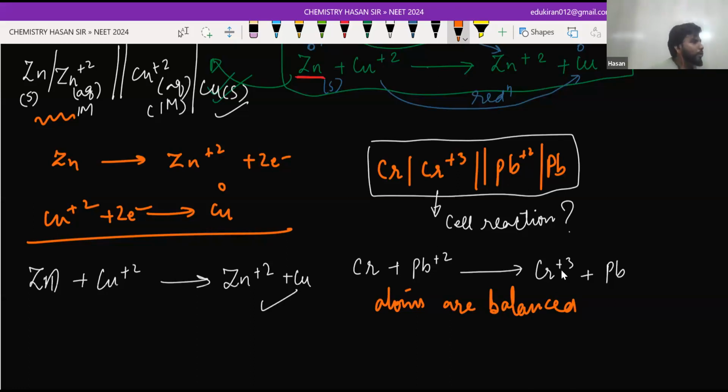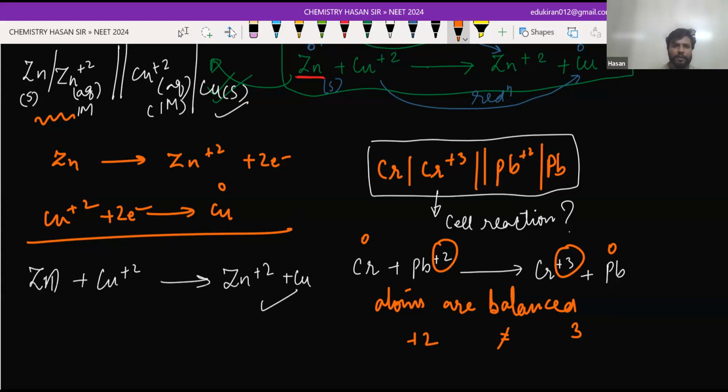But if you are going to check the charge, on the left hand side 0 plus 2, total charge is plus 2. On the right hand side plus 3, 0. That means the charges are not equal. That means the reaction that you have done is not correct. It should be balanced.